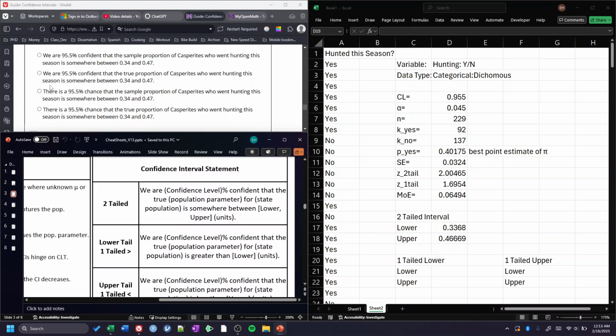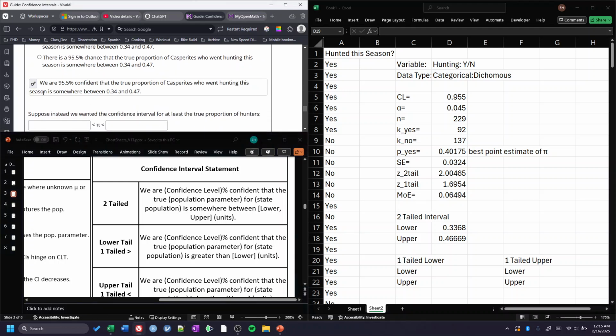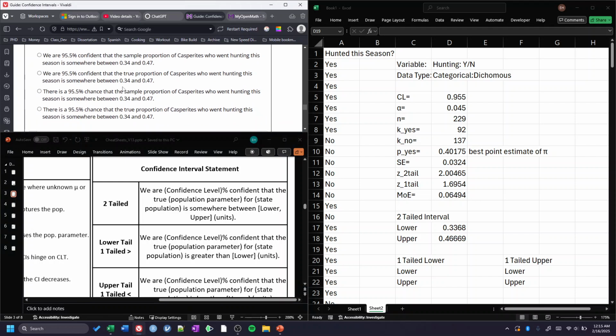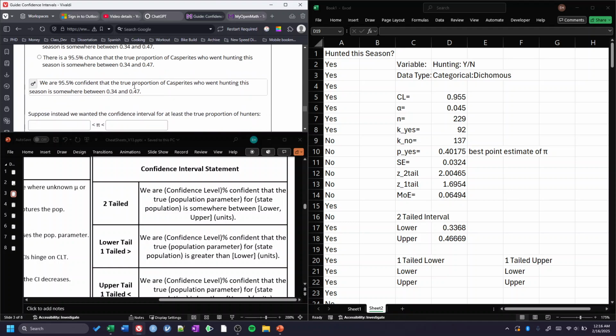So we are 95.5% confident that the true proportion for people in Casper who went hunting last season is somewhere between 34% and like 47%. And if we look at this, that's exactly the correct option here. Now remember, we have some decoys in here. We don't want to say that there's a 95% chance, and nor do we want to talk about the sample proportion. We want to be sure that we're talking about the true proportion.